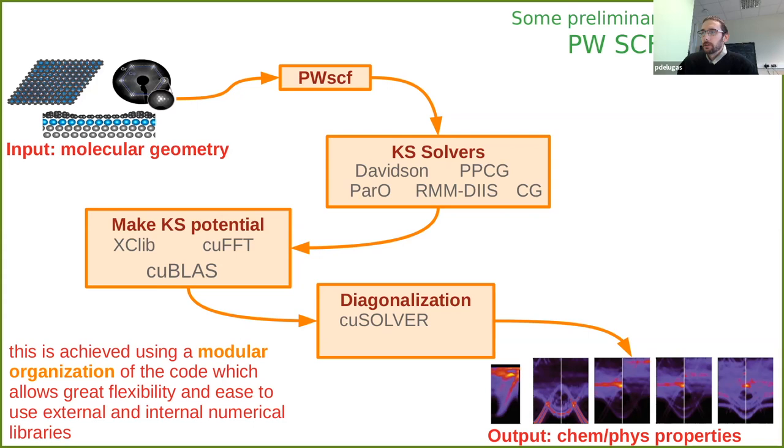However, inside each quantum solver, you build up the quantum potential. To do that, you have to use the fast Fourier transform routines. You also have to call the exchange correlation routine to build the exchange correlation term. And once you have built your Hamiltonian, you have to diagonalize it, and you have to make use of specific diagonalization libraries and routines, which I will talk about later.